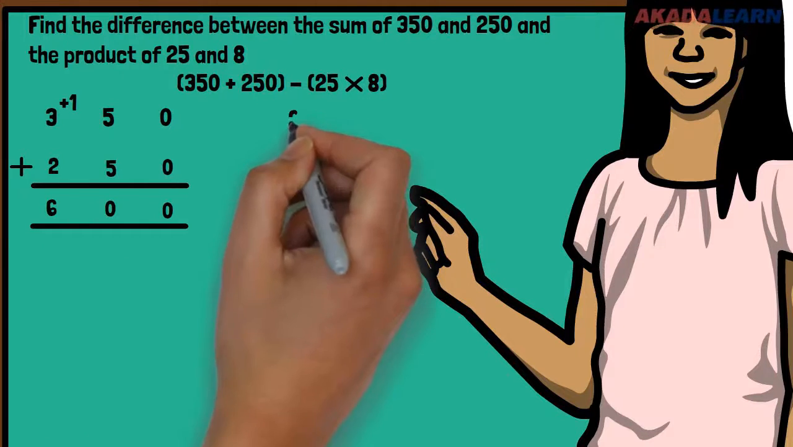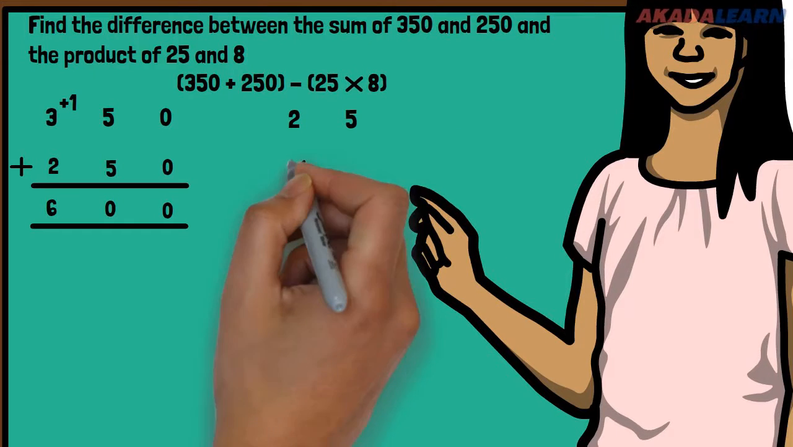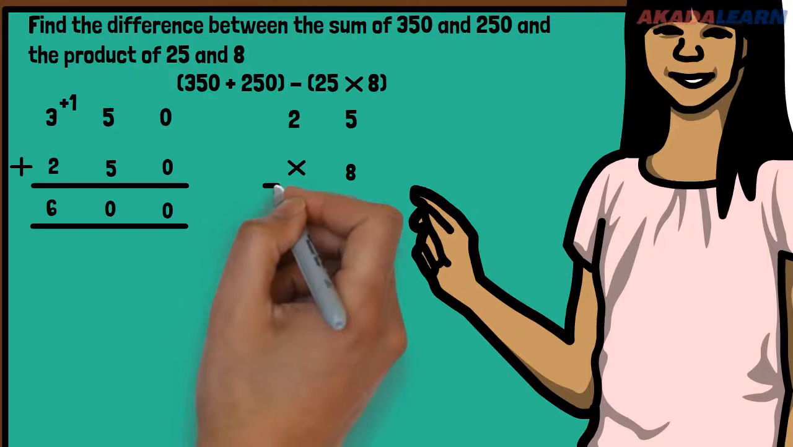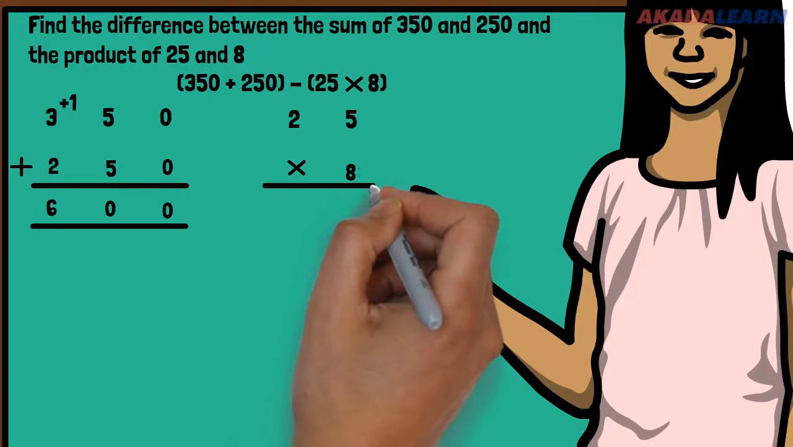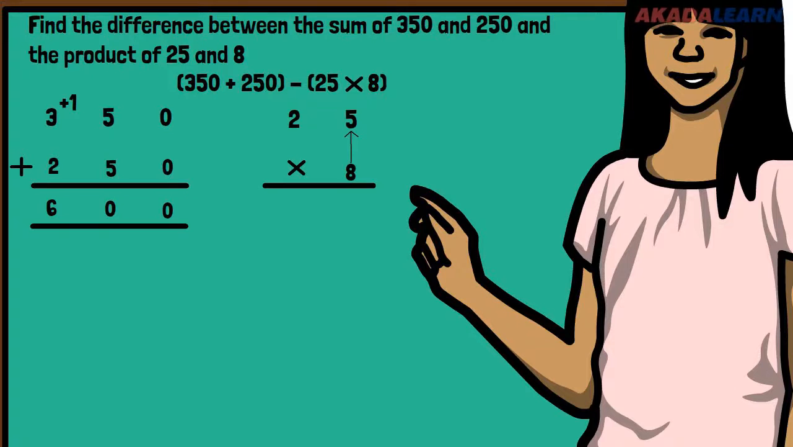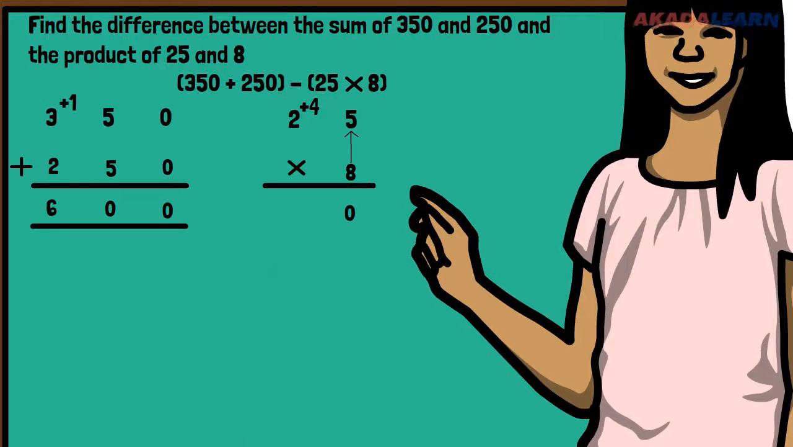That's 25 times 8. So draw a line. So 8 times 5, that's 40. So that's 0. Then you plus 4. So 2 times 8, 16. Plus 4, 20. So that'll be 200.